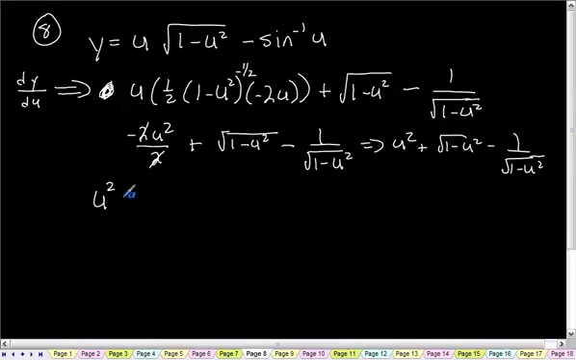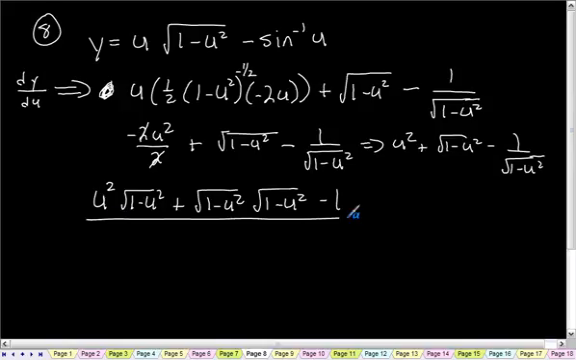This would become negative u squared plus the square root of 1 minus u squared times the square root of 1 minus u squared, minus 1, all over the square root of 1 minus u squared. It's an old trick. It does work to simplify. Notice what happens. Now they all have the common denominator, because if you simplify this, it would go back into this, same but just a different form. And notice what happens on the top. This and this cancel out. So that's kind of cool.